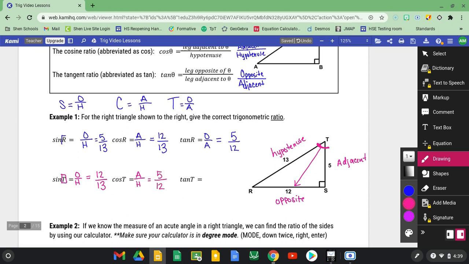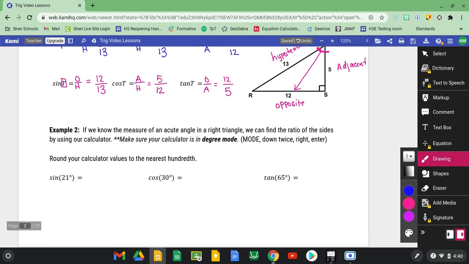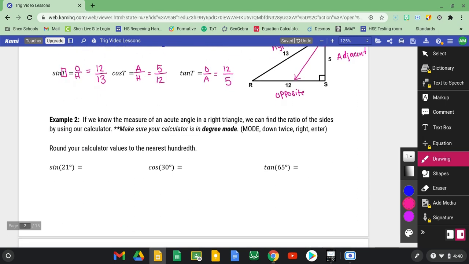Sine is still opposite over hypotenuse, but now that I'm referring to T, the opposite side of T is 12, but the hypotenuse is still 13. Cosine is still adjacent over hypotenuse, but this time our adjacent side is labeled with a 5. And lastly, tangent of T. Tangent is opposite over adjacent. My opposite side is 12, and my adjacent side is 5.